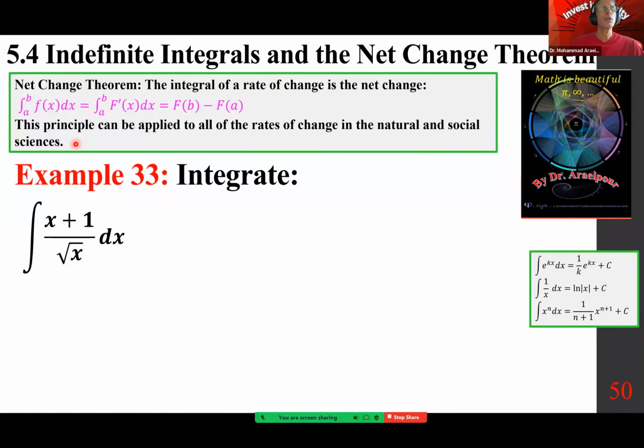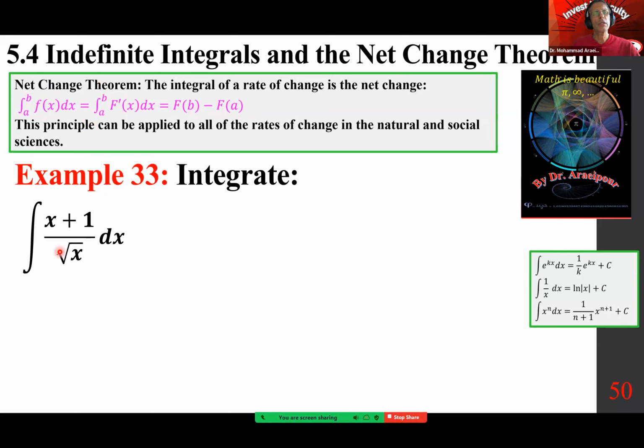So here's the net change theorem. Also, we've looked at it as the FTC: the integral of f of x dx from a to b, or the integral of capital F prime of x dx from a to b, is F of b minus F of a. In other words, find an antiderivative of this expression, f of x, and then evaluate it at the endpoints. The difference, F of upper limit b minus F of lower limit a, is the answer. This is also known as the net change theorem.